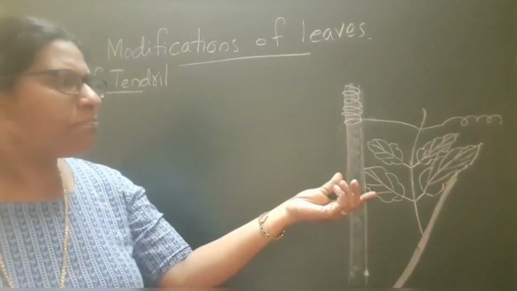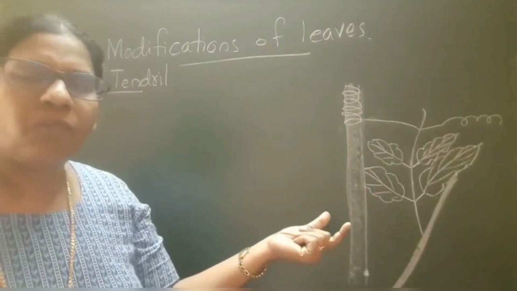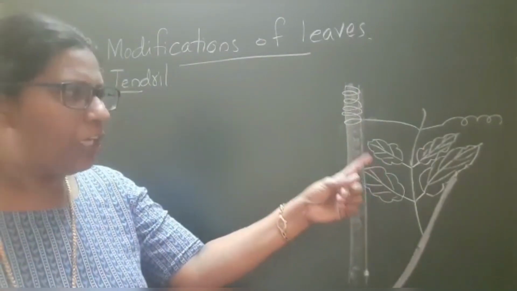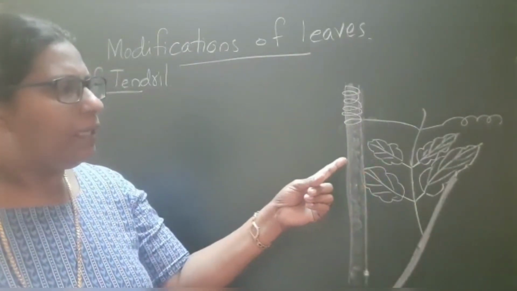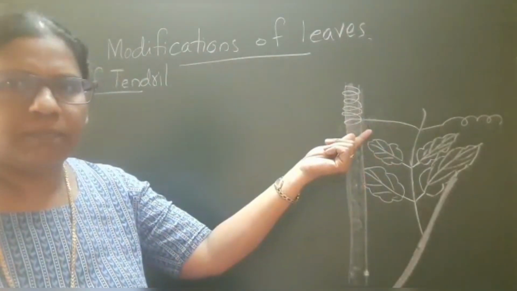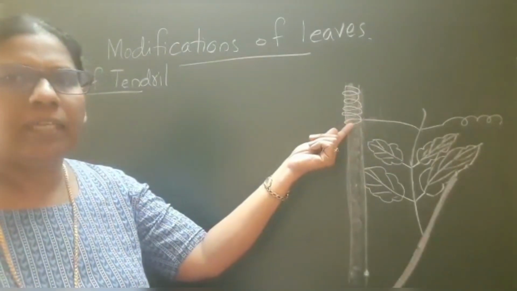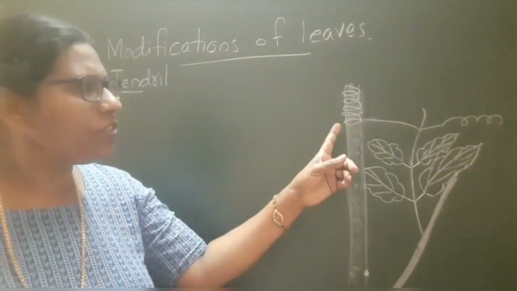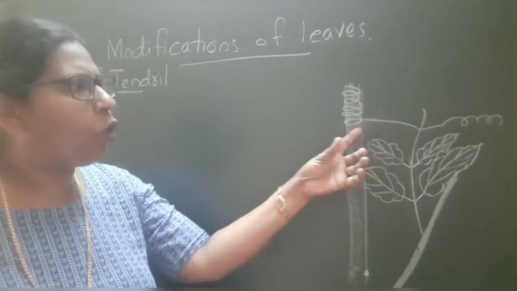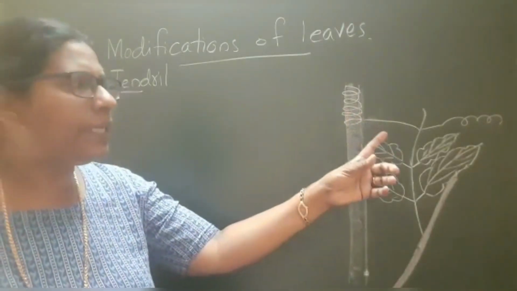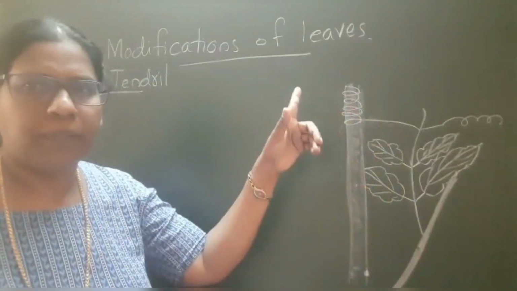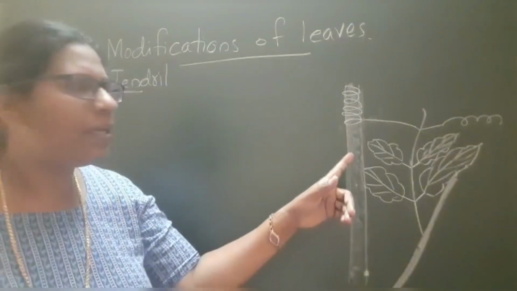In some weak stem plants, either the whole leaf or leaflets are modified into a coiled structure, that is called leaf tendril. Whichever object it is touching, it coils around it, and it gives support to the plant to grow or to climb up. That is the function of this leaf tendril.